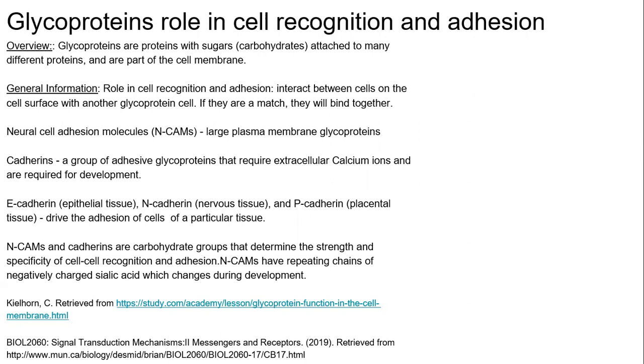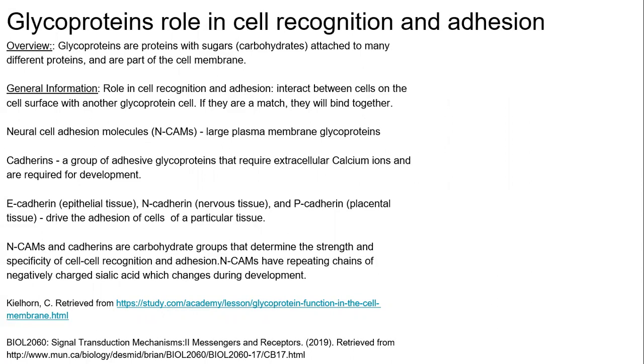During cell recognition, glycoproteins help recognize each other due to their unique pattern of glycosaccharides on the cell surface that are read by corresponding glycoproteins on another cell. Glycoproteins will often bind together if they are matched. Another type of glycoproteins are known as cadherins that require extracellular calcium ions to function and are required for development.